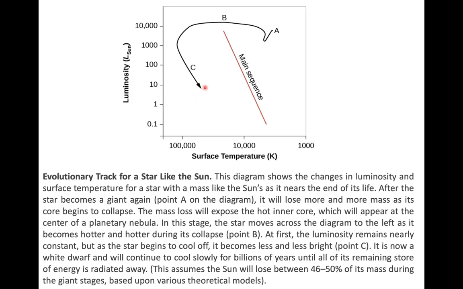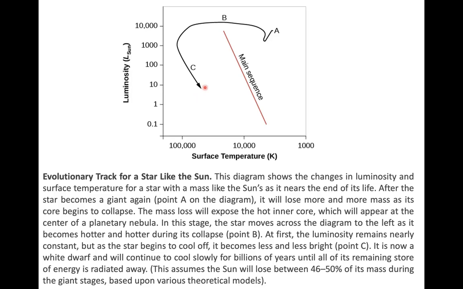Then we call that a white dwarf, and it will continue to cool slowly for billions of years until all of its remaining store of energy is radiated away, right? So what happens is when there is no force acting in the central region, the remaining energy will be radiated out, right?